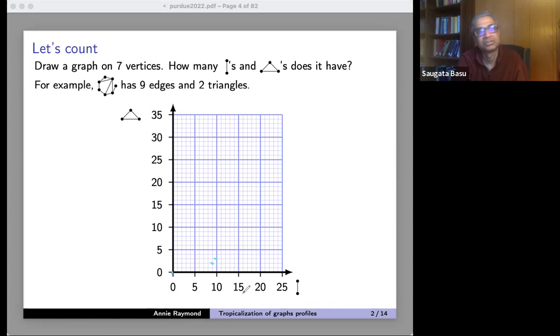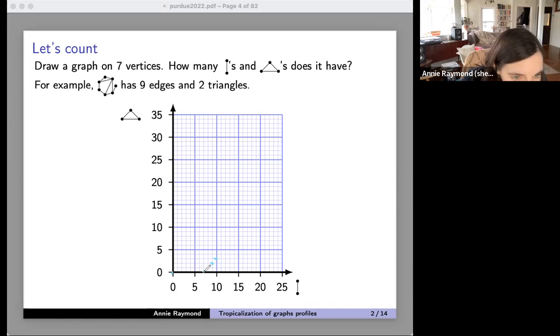Also the cycle, so that would be 7 edges and no triangles. True, that's one possibility. Could have the complete graph, right? Yeah. And it's not actually there. I just drew 21 and 25. So up here.